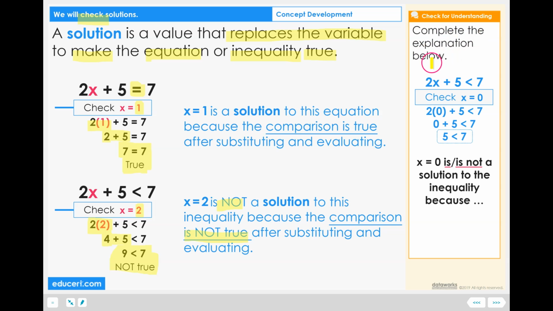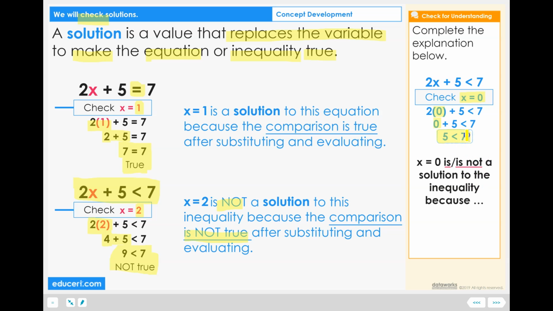Complete the explanation below. Take a look at the work here. We have 2x plus 5 is less than 7. We have another value that we're checking for this same inequality. 2x plus 5 is less than 7. We're checking now, what about x equals 0? Is this a solution? We see what happens after they substituted and got to their final comparison.